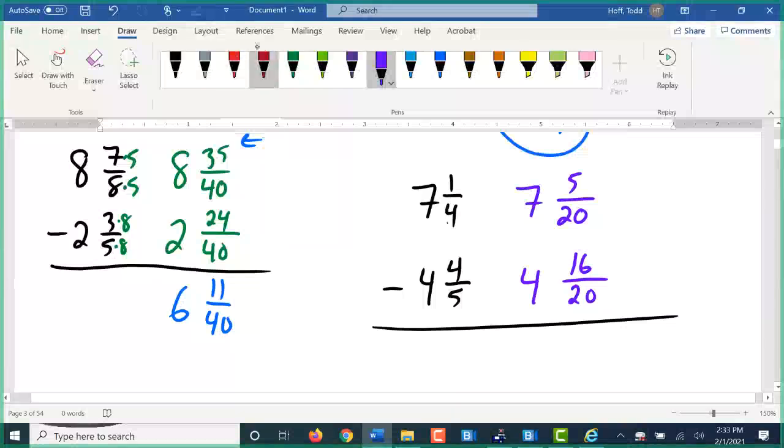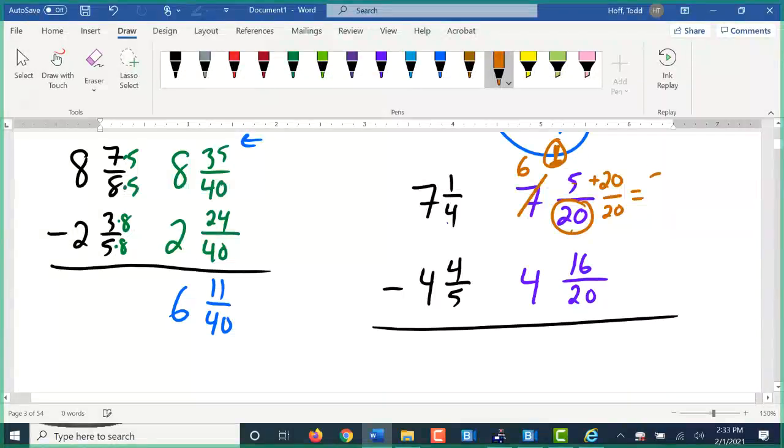There's an issue. 5 minus 16 can't be done, so we have to borrow. Just like with whole numbers, we borrow from the next digit. The 7 becomes a 6. Now we borrowed one whole object. The problem is, this is pieces, not whole objects. How do we know how many pieces are in our one whole object? 20. The denominator tells us there's 20 pieces. So we just borrowed one whole object, which is 20 20ths.